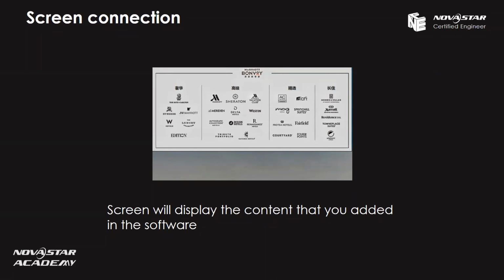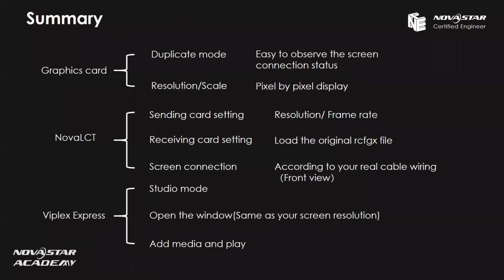Okay, now let's have a short summary of today's content. First, we talked about graphics card settings. We need to set our laptop or our PC to duplicate mode, because it's easy to observe the screen connection status. And for the graphics card, we need to set the scale and layout to 100%, because we need to make sure our screen has no skidding, right? And displays pixel by pixel.